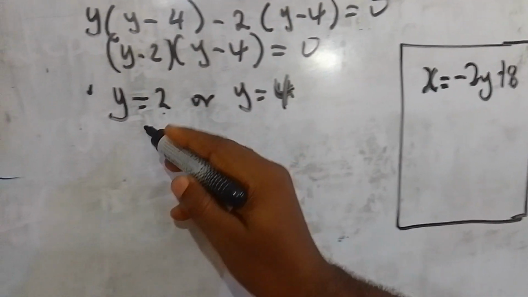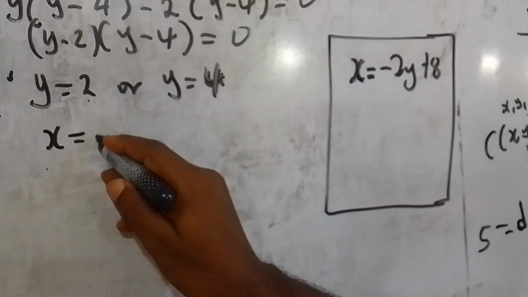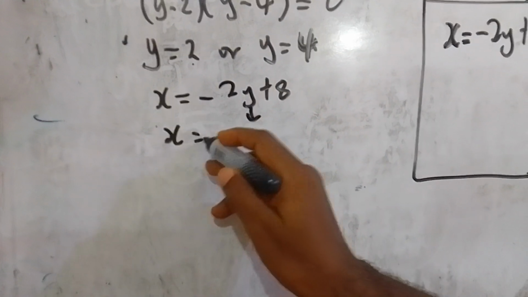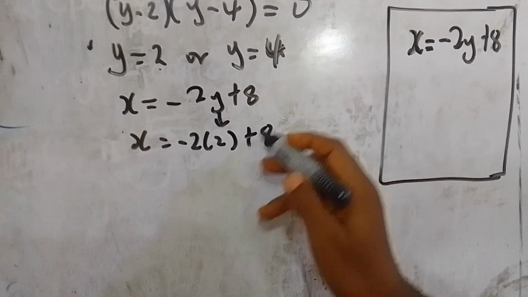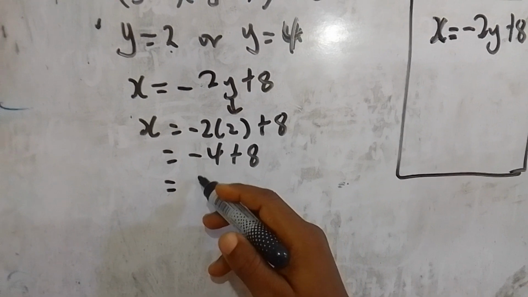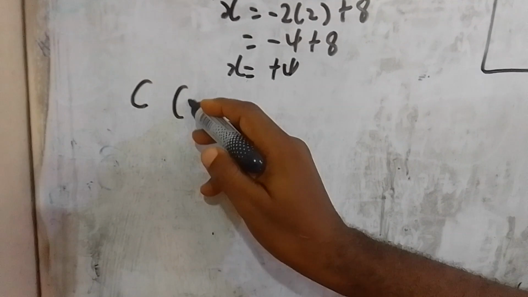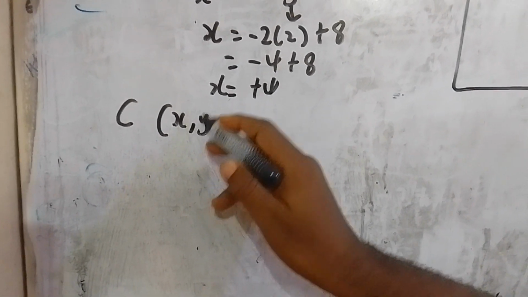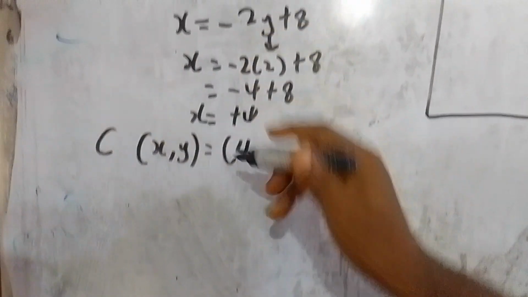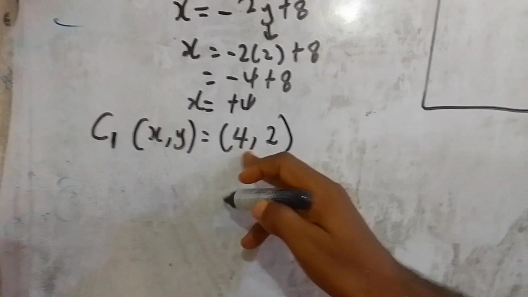So when y is 2, my x will now be in this equation. Let me write it as minus 2y plus 8. So when y is 2, we have x equal to minus 2 times 2 plus 8. So minus 2 times 2 gives us minus 4, plus 8. Minus 4 plus 8 will give us plus 4. So in a nutshell, for the point C, when C is x, y, the value is 4 and 2. So that means my C1 has coordinates 4 and 2.